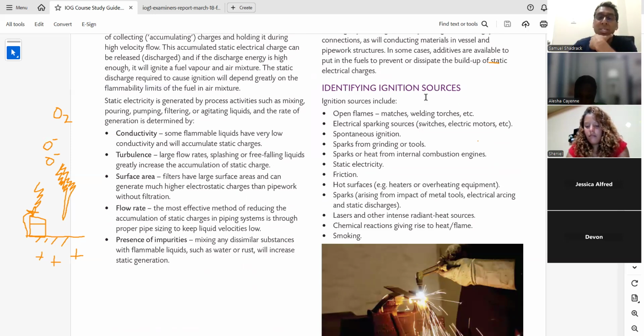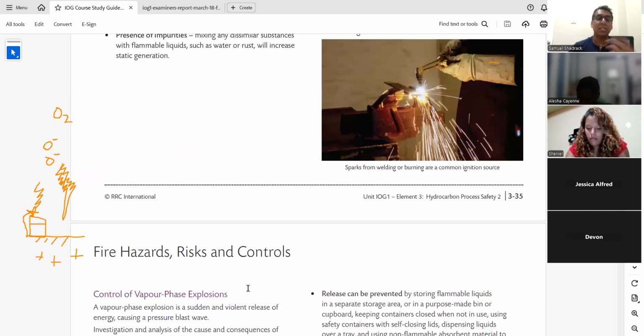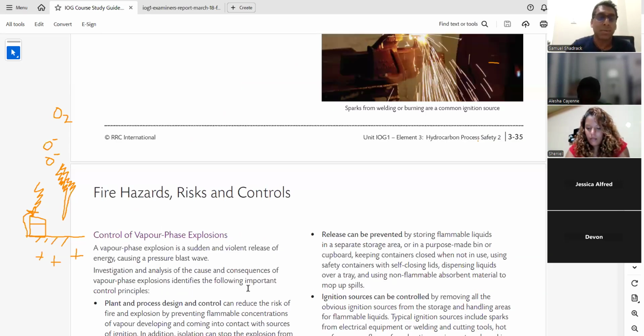So, identifying ignition sources. Ignition sources could be anything. I could take some from here. Just give me a minute, the internet is giving trouble. So we have smoking, hot surfaces, welding, sparks, heat from internal combustion engines, open flames, right? Nothing too hard there. I'm trying to set the tone for you, so when you get into the book, you know it's not that difficult anyway.